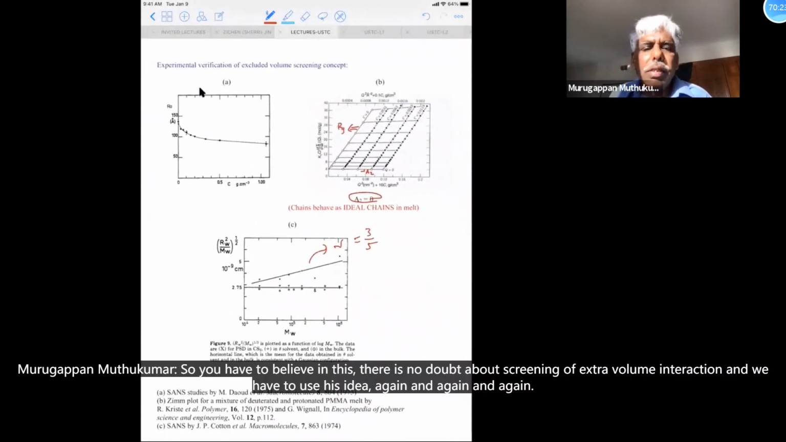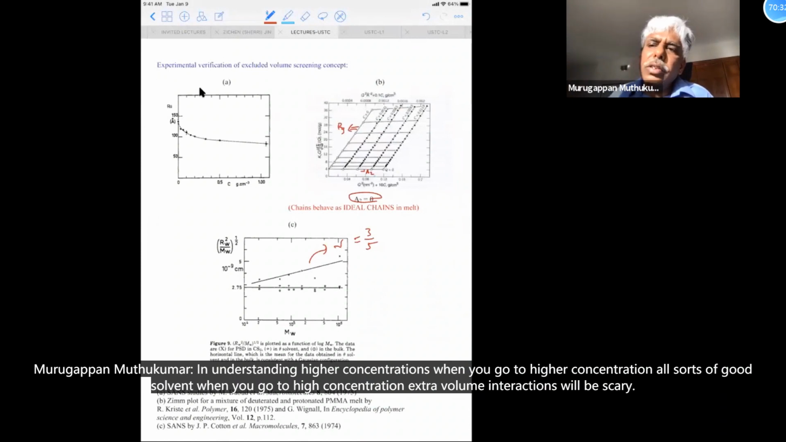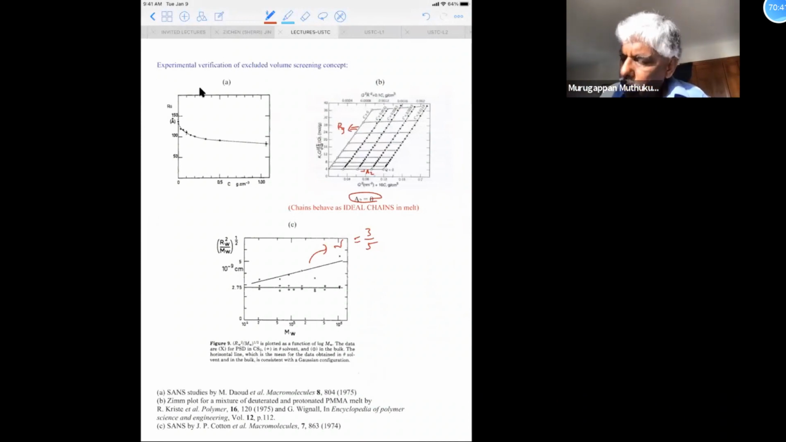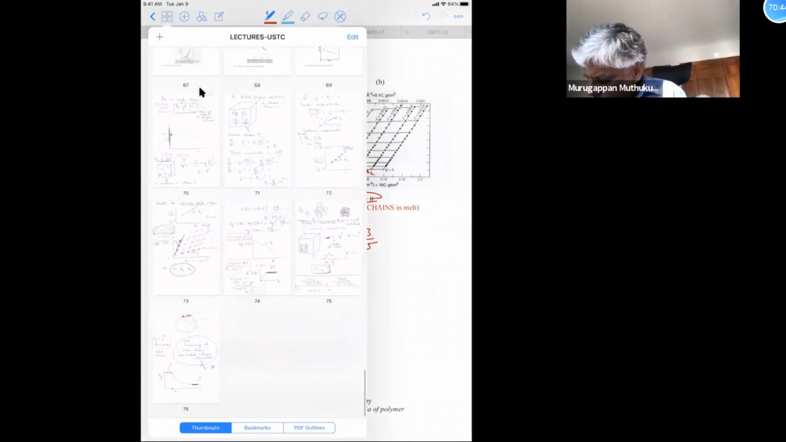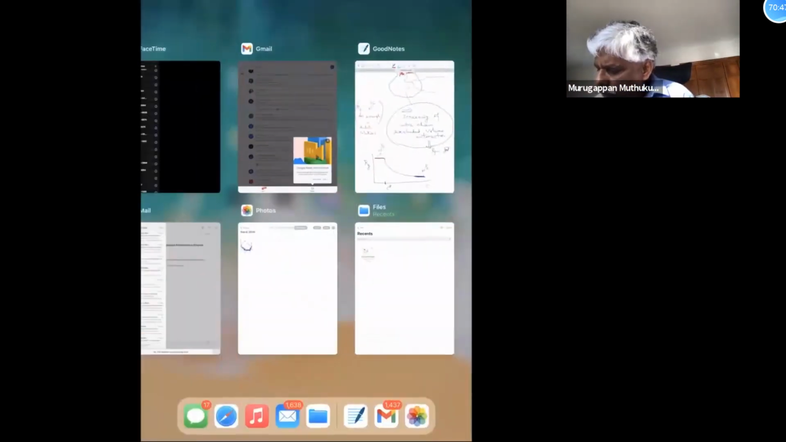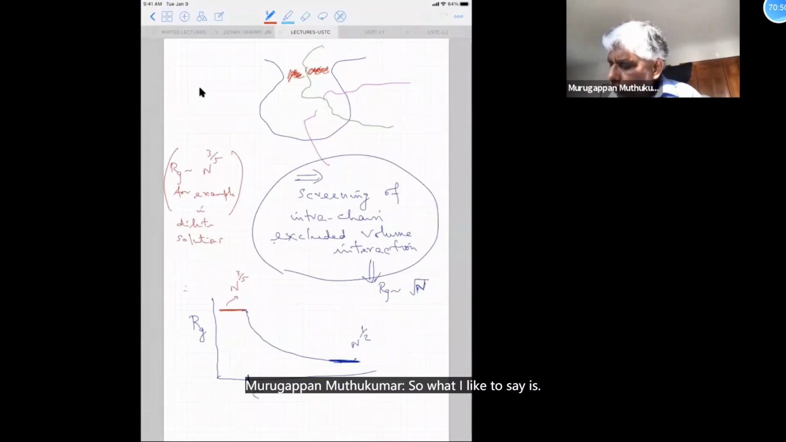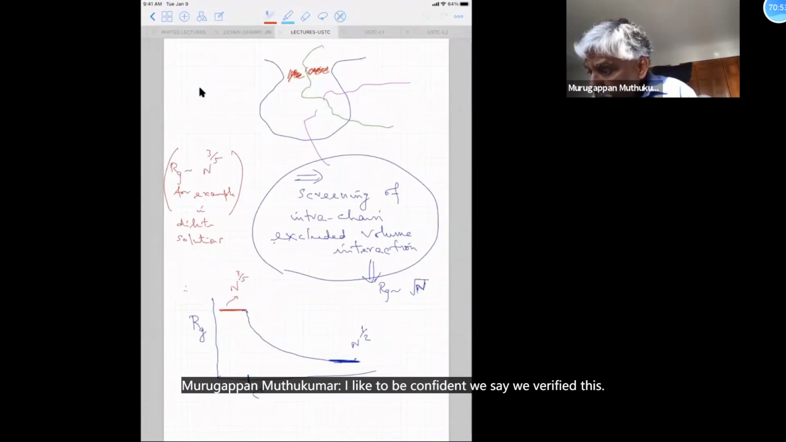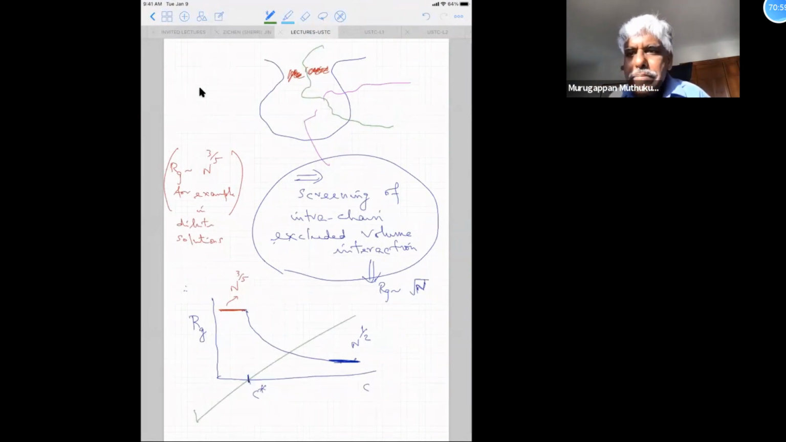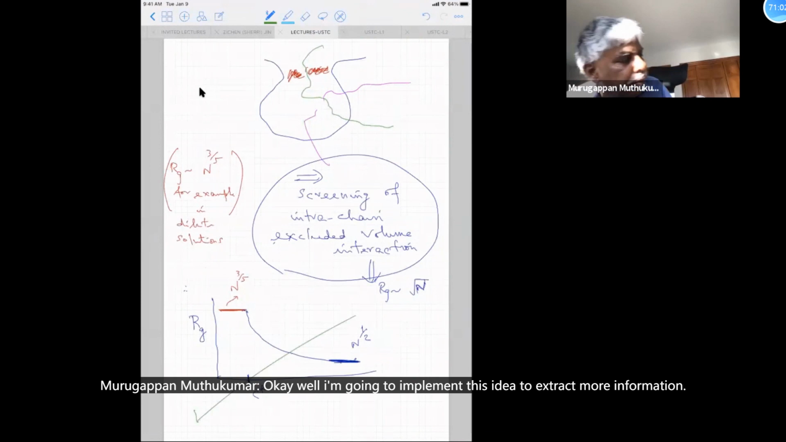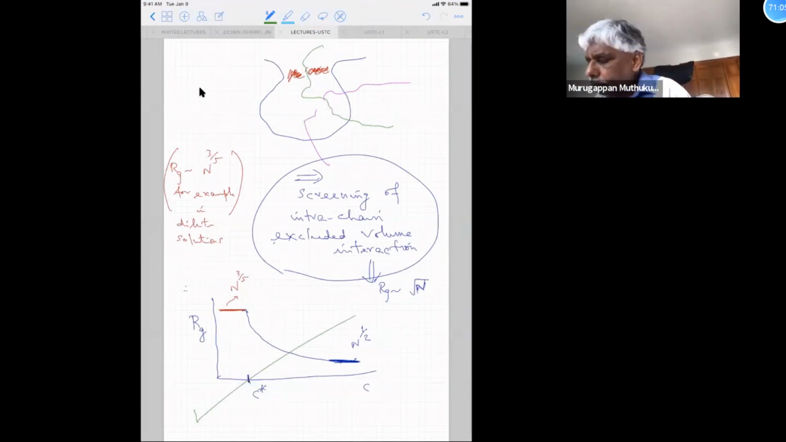Okay. So you have to believe in this. There is no doubt about screening of excluded volume interaction. And we have to use this idea again and again in understanding higher concentrations. When you go to higher concentration, although it's a good solvent, excluded volume interaction is going to be screened. So I like to be confident to say we verified this. This idea is a good idea.